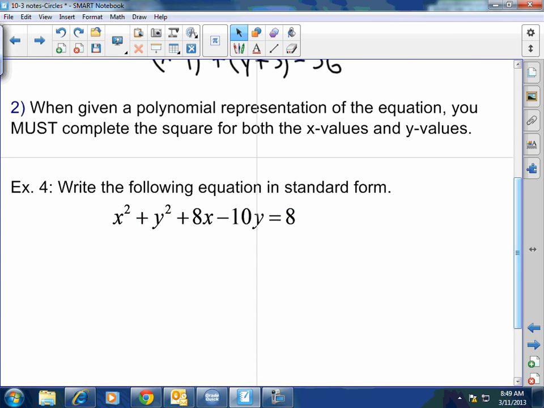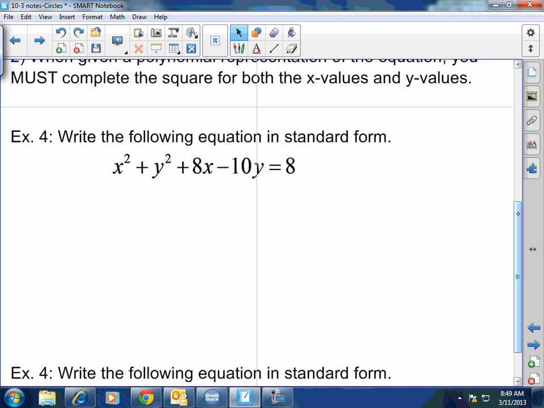When given a polynomial representation of the equation, you must complete the square for both the x values and the y values. Good news. We've already completed the square to solve a quadratic function. We've already completed the square to rewrite an equation of a parabola in vertex form. So the skills are all there. Let me just hone them in for you today and show you how to attack this. Boom. So you can just knock this out whenever they give it to you.